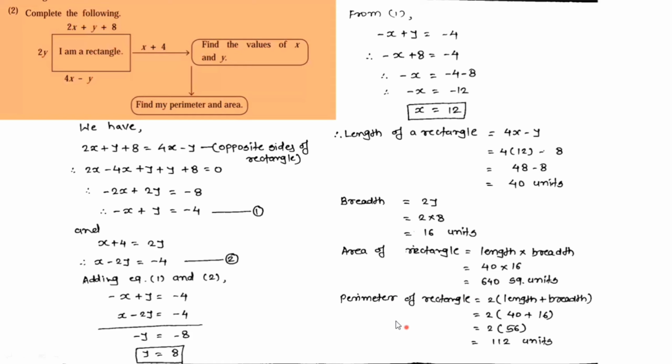We have the formula for the perimeter of a rectangle, that is perimeter of rectangle is equal to 2 into bracket length plus breadth. So 2 into length is 40 plus breadth is 16. If we simplify this, 40 plus 16, that's 56, into 2, that is equal to 112 units. So the area of the rectangle is 640 square units and the perimeter of the rectangle is 112 units.